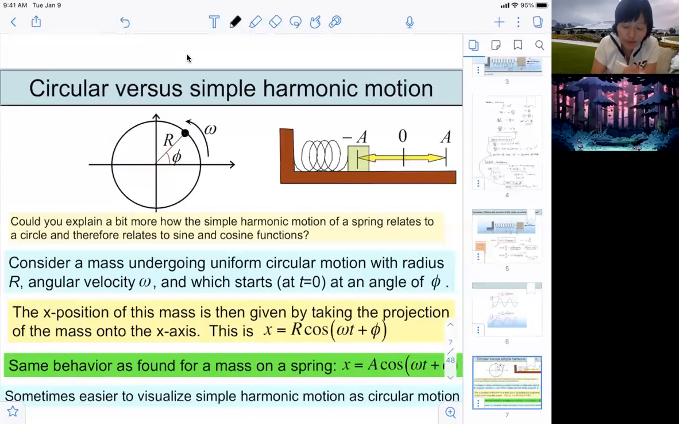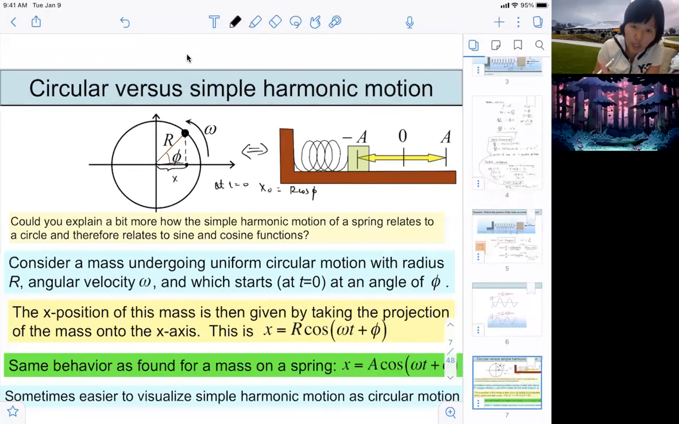This is very similar to the mass on a spring in terms of the x position of the motion. So if we look at x, how do you calculate x? At t equals 0, x at that location is r cosine phi.